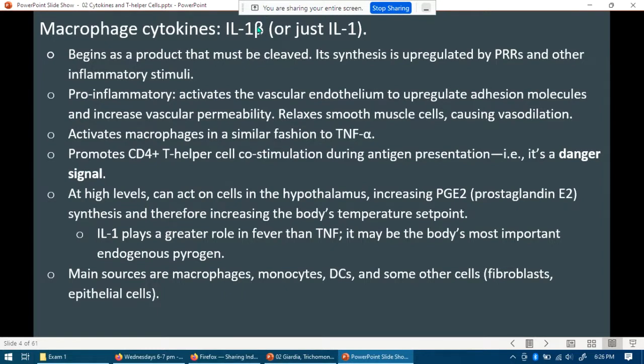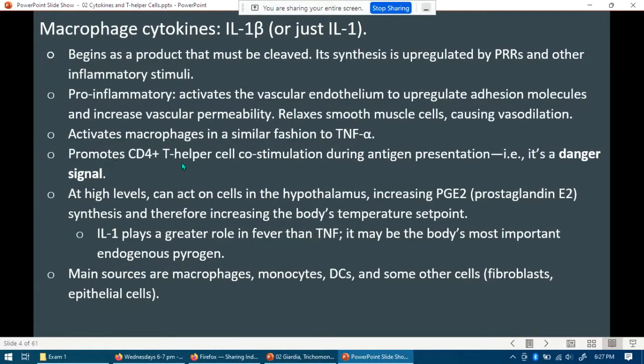Next, we have interleukin-1. The major form of interleukin-1, there's a couple of different forms. The one that we care about is interleukin-1 beta, which is like an isoform of it. And interleukin-1 begins as a product that has to be cleaved in order to become biologically active. The synthesis of interleukin-1 is upregulated by pattern recognition receptors, and can be upregulated by cytokines and other inflammatory stimuli. It is pro-inflammatory, just like tumor necrosis factor, and it activates macrophages in a similar fashion to tumor necrosis factor. So it can act autocrine on the same macrophage that made it.